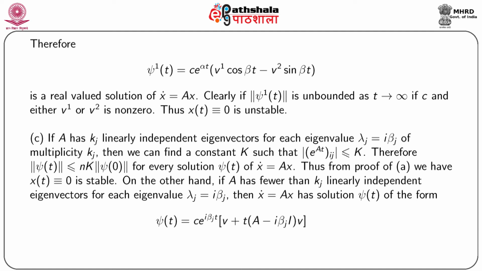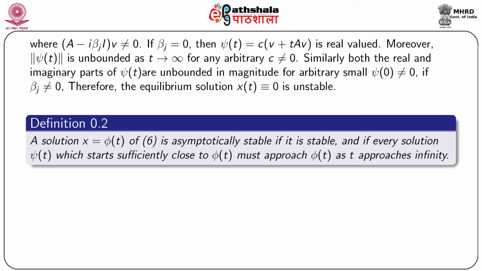On the other hand, if A has fewer than kj linearly independent eigenvectors for an eigenvalue lambda j equal to i sigma j, then x dot equal to Ax has a solution psi(t) of the form psi(t) equal to c e^(i sigma j t)[v plus t(A minus i sigma j I)v], where (A minus i sigma j I)v is not equal to 0.